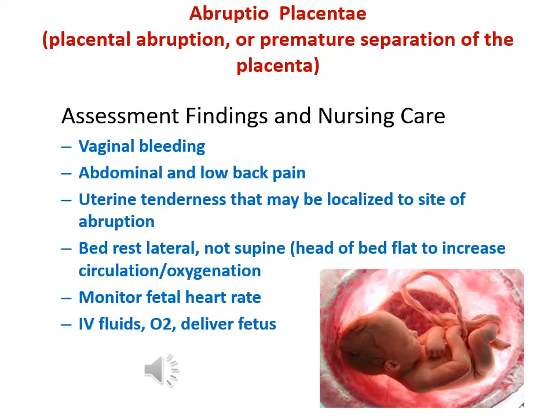Now, bleeding may be apparent. There may be vaginal bleeding, or it may be concealed. The bleeding may be happening behind the placenta, and you may see a rising fundus.